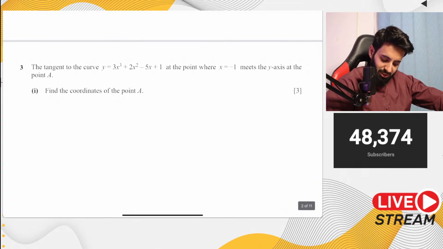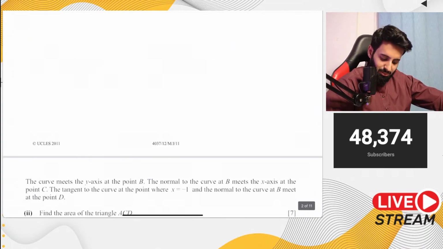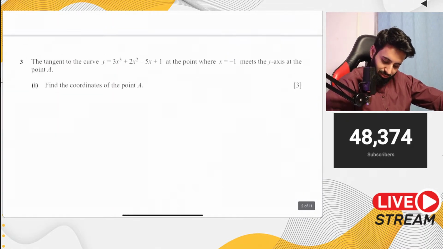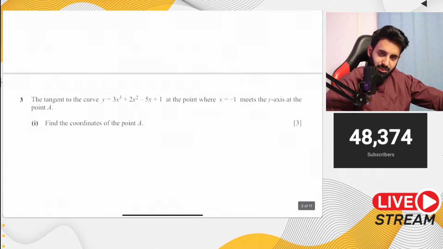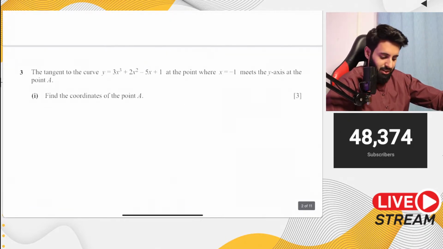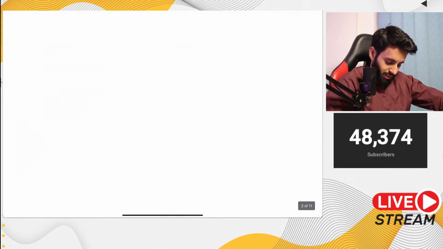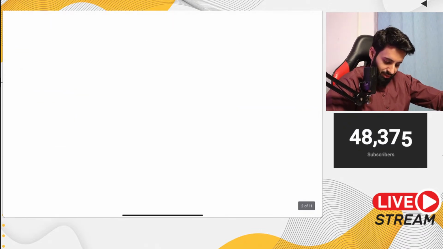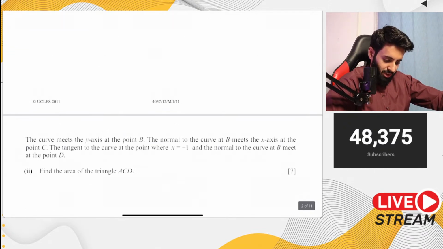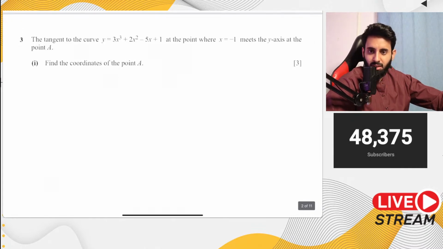So here is a question from May June 2011, paper 1 variant 2. It is a lengthy question, because first you have a 3-mark question and then you have a 7-mark question. Let's see what it says.